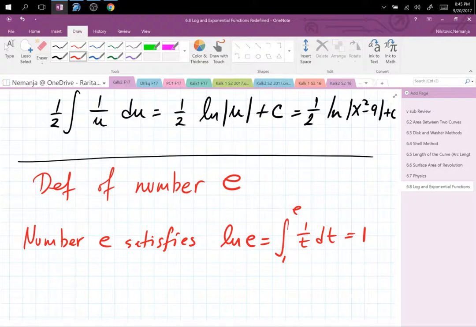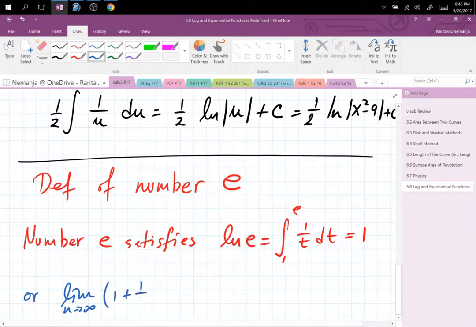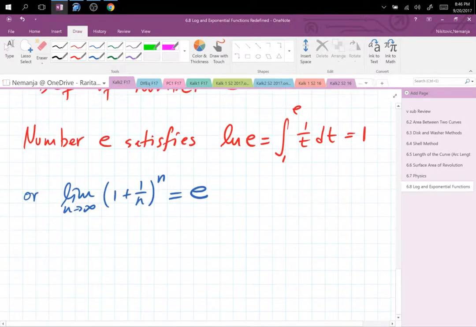Now, there is another calculus definition for the number e, which you need to know from your Calculus 1, which is the limit definition. So I'll put the limit as n goes to infinity of 1 plus 1 over n to the n is equal to e. So that definition also needs to be noted, and that definition is also calculus, right, because it's based on the limit.